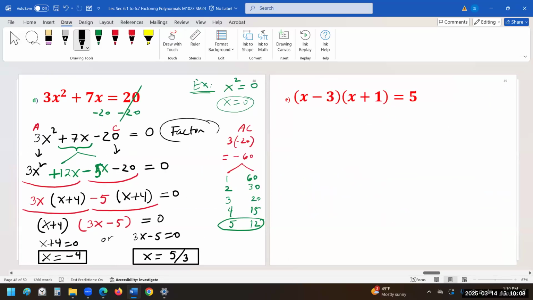Any other question? For the next one, you're not allowed to use a calculator. For the next question, the $1 million question: can I write this as x minus 3 equals 5 or x plus 1 equals 5? Am I allowed to do so?